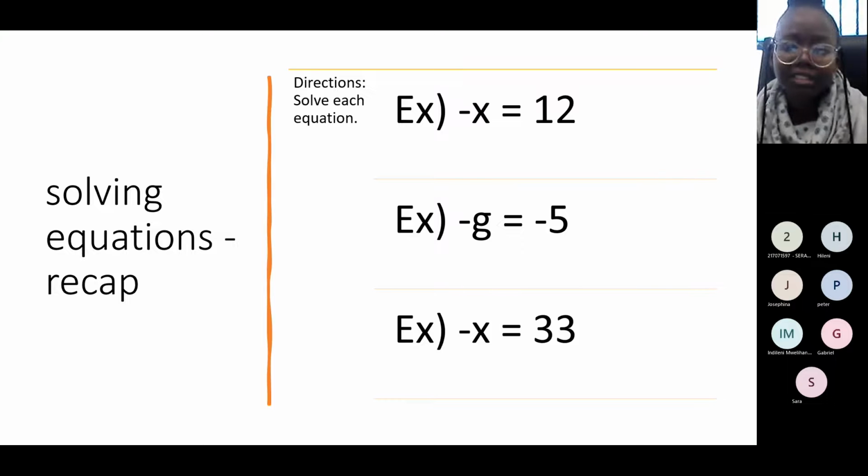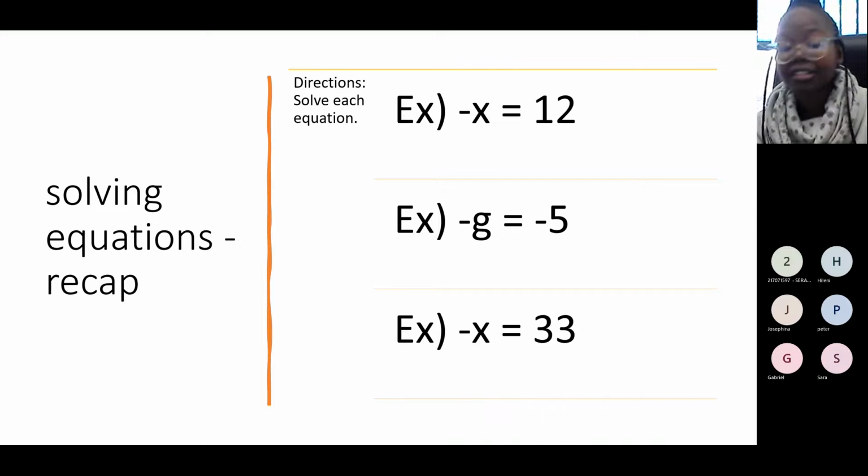That's it. Can someone please volunteer to do the next example? You can just state it. Okay, the second answer will be, you first divide both sides by -1, and then you'll get g equals 5. Yes, thank you so much, Sarah. Let's move on to the next one. The next one is similar to the very first one. You just divide on both sides, then x will be equal to negative 33. So that was our previous lesson.